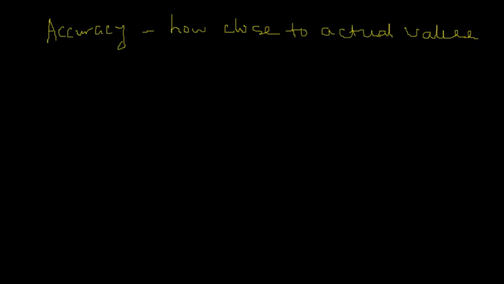Now, precision is about how repeatable a measurement is. Now, in everyday usage, these two words are often used interchangeably, but in physics, accuracy is normally related to systematic error and precision to random error. So let's take an example.